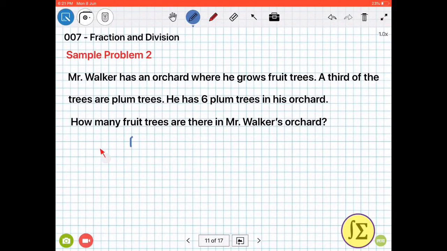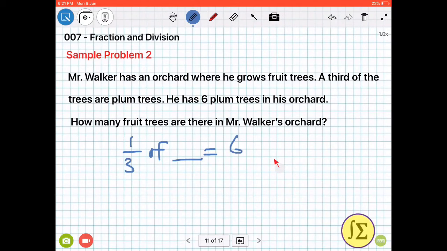So we write that of, we don't know the total number of trees. That's what we're supposed to find out. How many fruit trees are there in Mr. Walker's orchard? So that's an unknown. And we know 1/3 of the trees are plums, and 1/3 equals 6 plum trees.